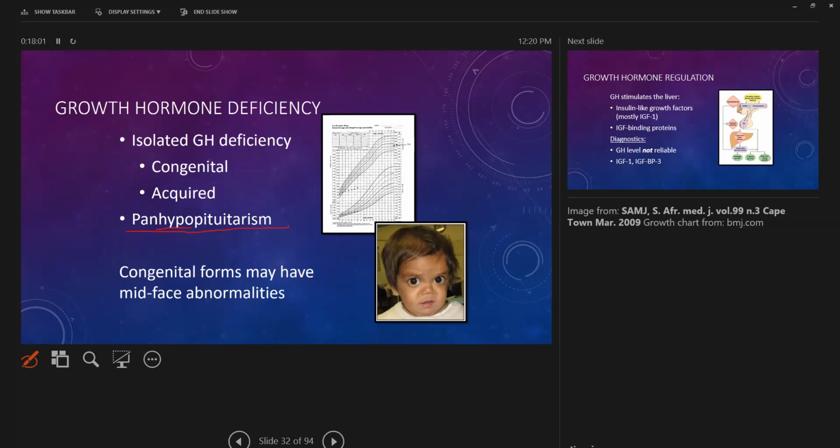So if it's congenital, forms may have these mid-face deformities. This is what this is called, or abnormality. Basically, very large forehead, very large head. Now, that's the thing that's difficult to say, is that the variation of normal is out there.